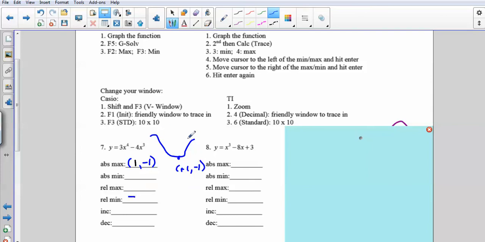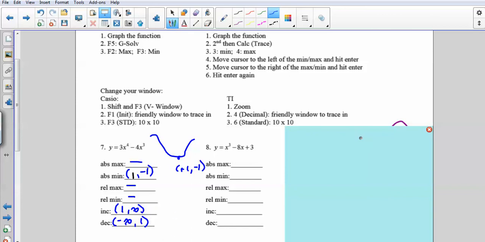And because I go to positive infinity on both sides, I don't have a maximum value. And it looks like I put this in the wrong spot, so let's move this all down. So no maxes, and I have an absolute minimum, which is also a relative minimum. And I am increasing from this point to infinity. So list the x values. I'm increasing from 1 to infinity, and I'm decreasing from -infinity to 1.